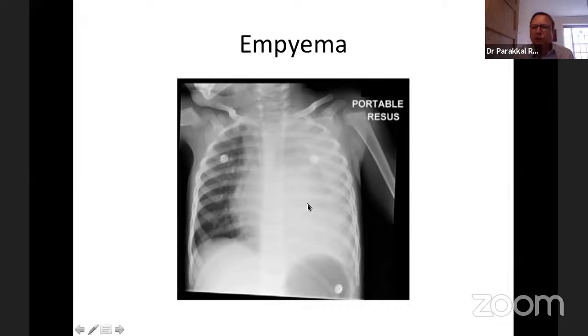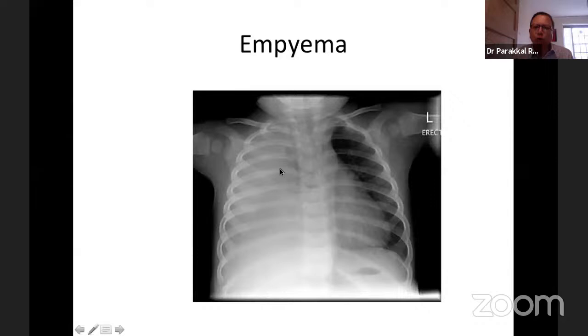So in children, most of them are well until proven otherwise. So more often than not, what you find is you'll find these pictures. And when you do an ultrasound, you'll find a fluid level, which will then guide you to put a chest drain in one of these.